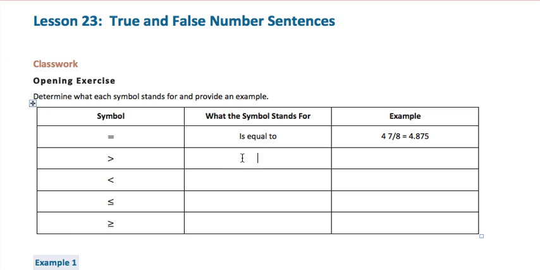Our second symbol is greater than. And we could say, for example, 5 1/4 is greater than 4 7/8. Our next symbol is less than. And we could say 4 1/2 is less than 4 7/8.